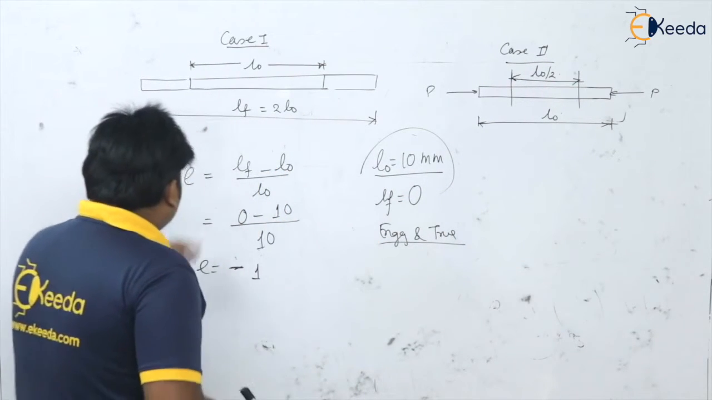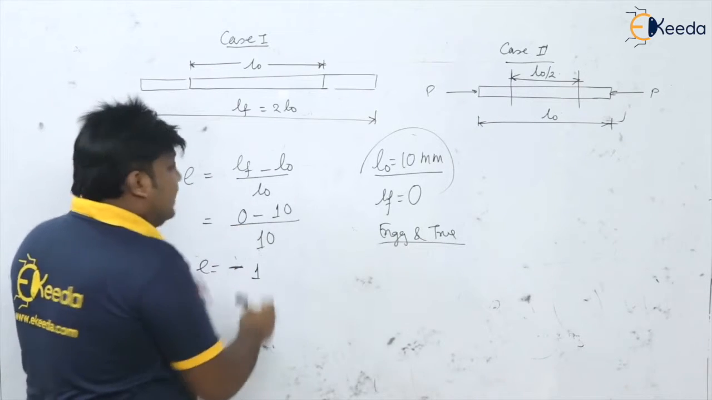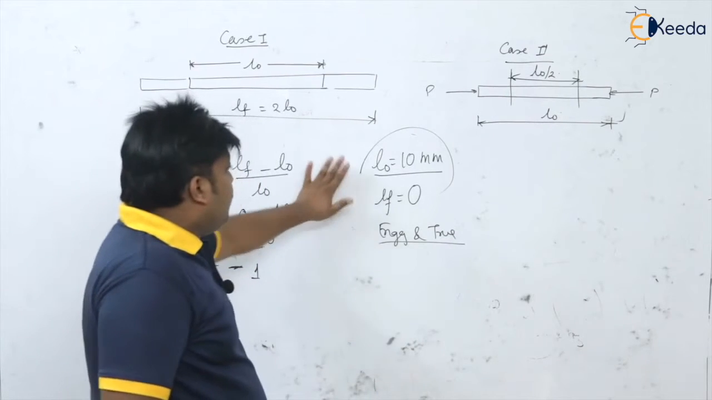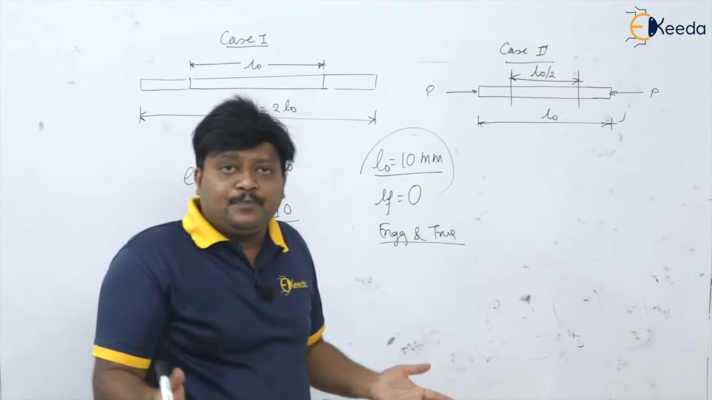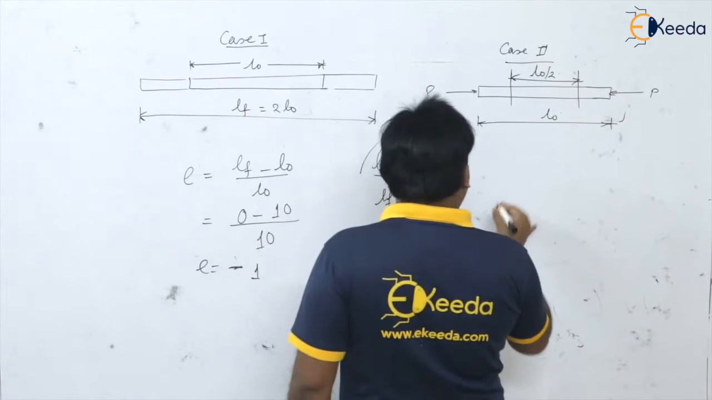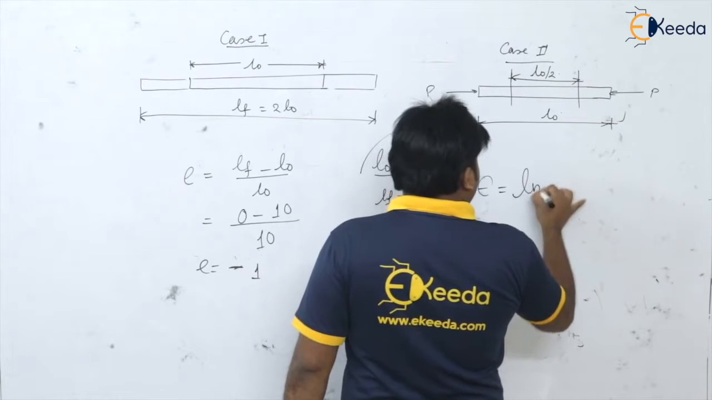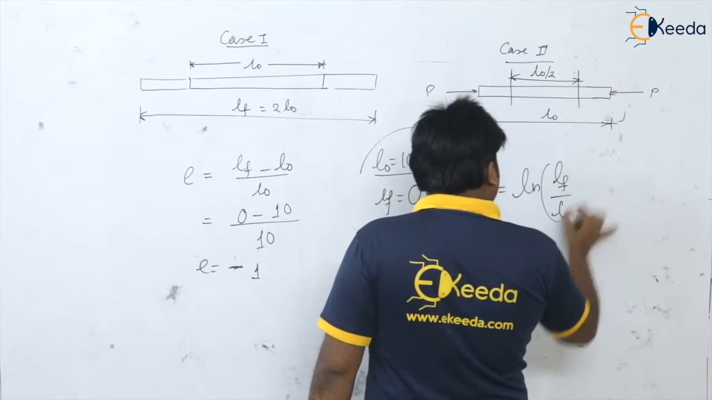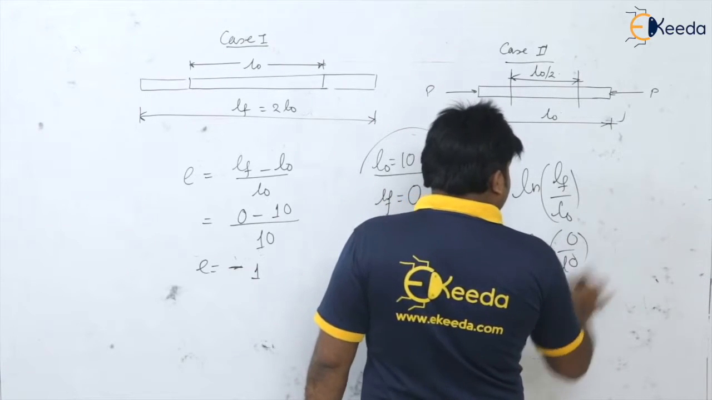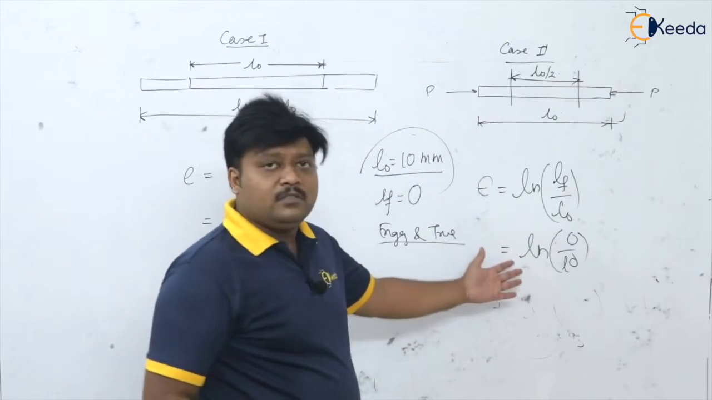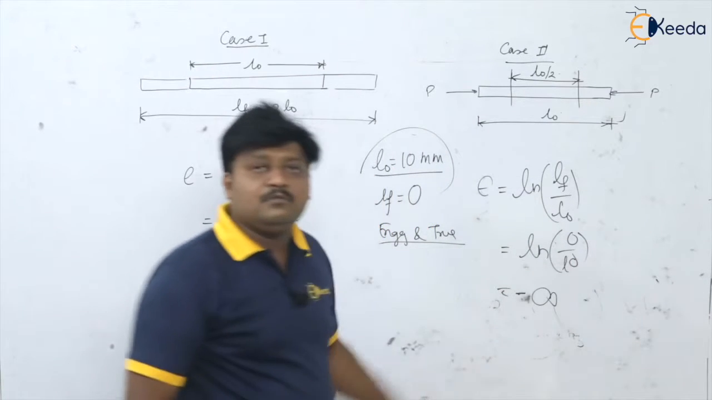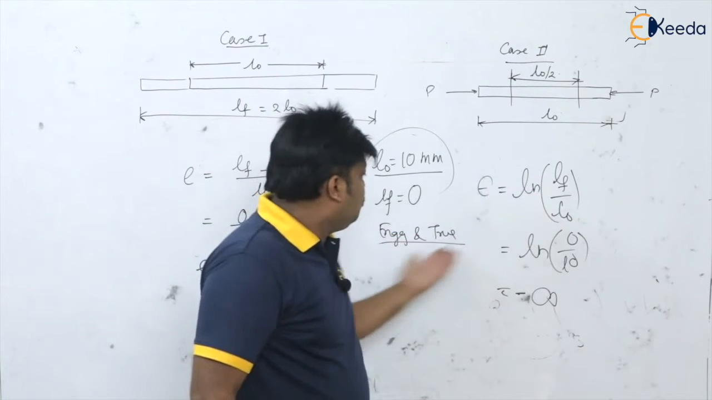But our engineering strain is just showing a strain of negative 1. But in actual, physically, there should be a huge amount of strain. Let us see how much it is. True strain is equal to ln of L final divided by L original. That is ln of 0 divided by 10. And of course, ln of 0 is infinite, and negative because compressive. So infinite strain should be in the material.